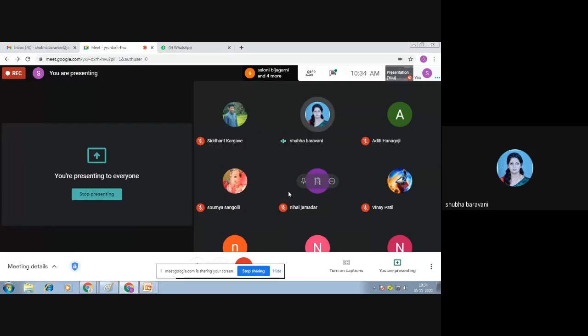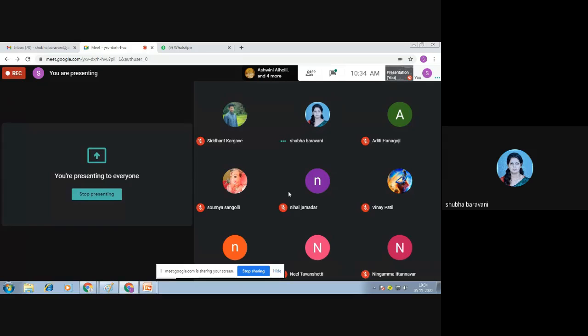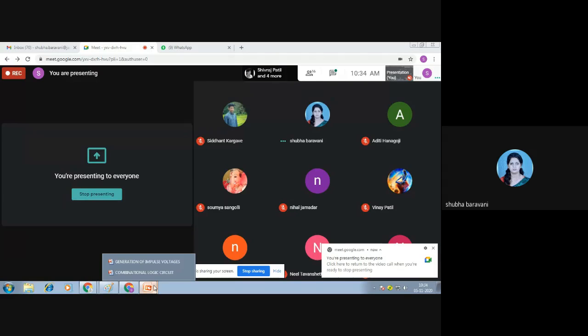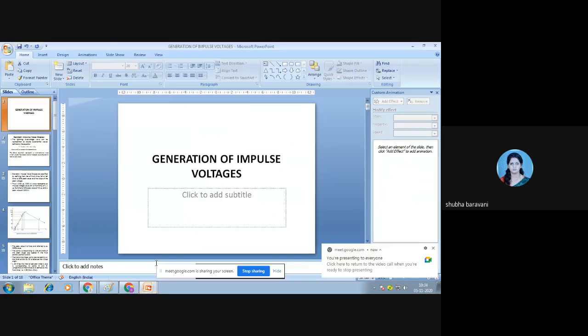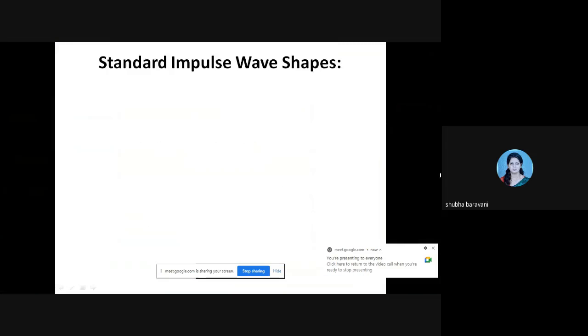What do you mean by impulse voltage? Have you ever heard about impulse voltage? Okay. Let me give you an introduction to what is meant by impulse voltage. So standard impulse wave shapes. What are your standard impulse wave shapes and what is meant by standard impulse voltage? See, you all are aware of lightning impulses. Lightning, you all are aware of lightning.